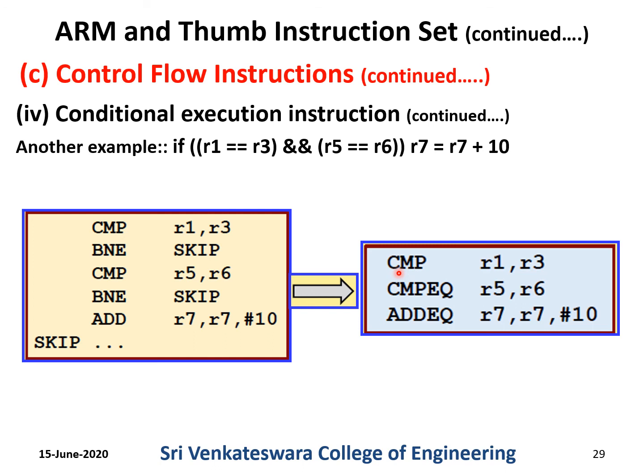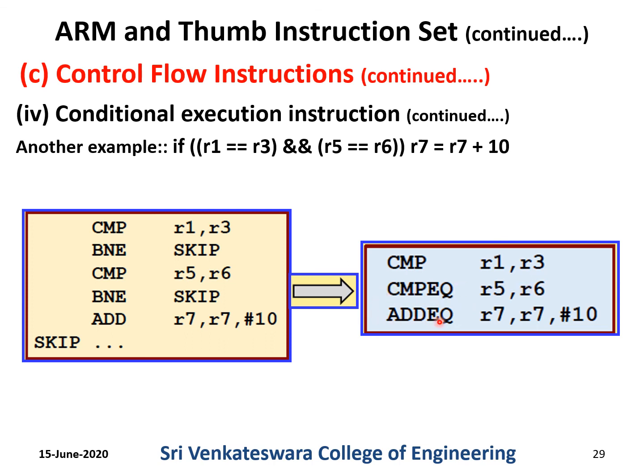So here CMP R1, R3 will check whether R1 and R3 are equal, and the 0 flag will be set accordingly. If the 0 flag is set, then only the next instruction will be executed. That is, we are including the condition in the instruction itself. CMPEQ will check for the 0 flag. If it is set, then only R5 and R6 are compared. If it is not set, this instruction itself will not be executed and it will come to the next instruction.